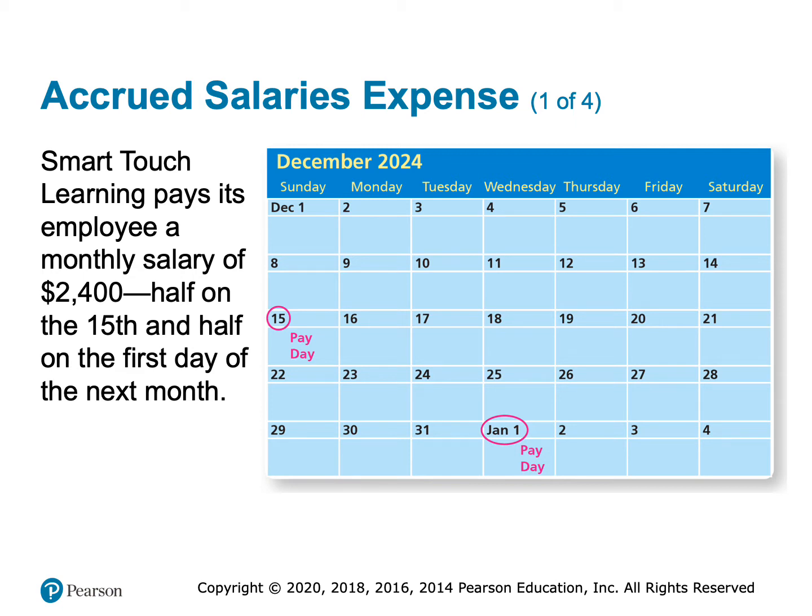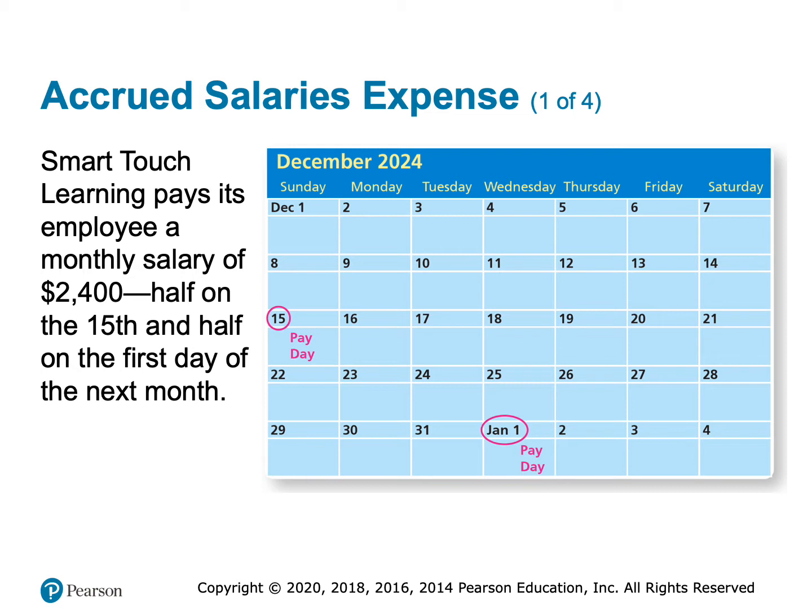Let me just go ahead and say, any company that pays on the 1st was not set up by an accountant, and your accountant hates you. If you're going to own your own company and set it up, you want to pay on the last day of the month, not the first day of the month. But Smart Touch Learning didn't consult an accountant when they set this up, and they pay on the 1st.